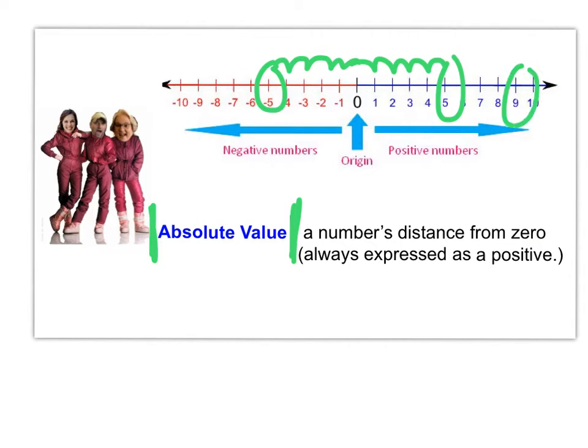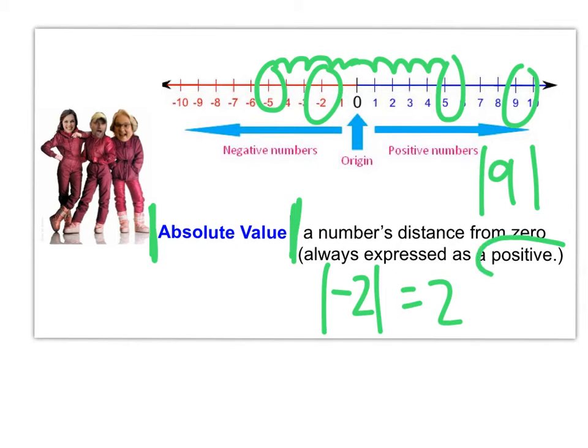So what's the absolute value of 9? 9. By the way, that's written like this. The absolute value of 9 is 9. What's the absolute value of -2? The absolute value of -2 is +2. Because if you notice, it's always expressed as a positive because you can't be a negative distance away from something.